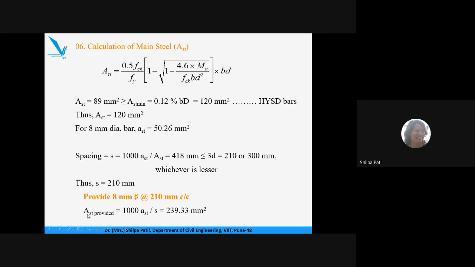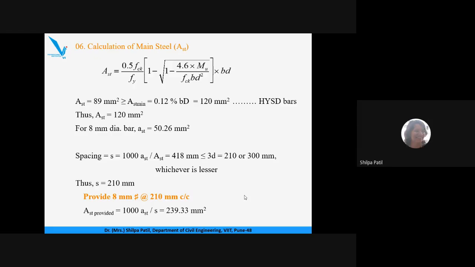Okay. So what is the AST provided? This value will definitely change, because the S value we calculated was based on this AST and area of the single bar, and now we are changing this value itself. So what is the AST provided, that we need to calculate. Again, using the same formula, we will put the value of S here, keep AST as unknown and find out the AST. From this, the AST provided is coming as 239.33 mm square. Okay, so the AST provided is 239.33 mm square. Is it clear? All these calculations?